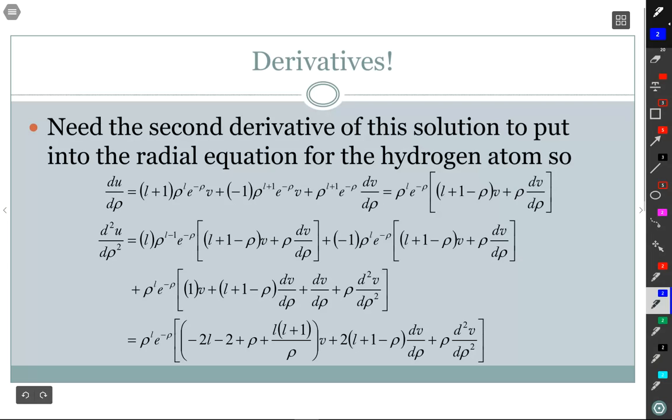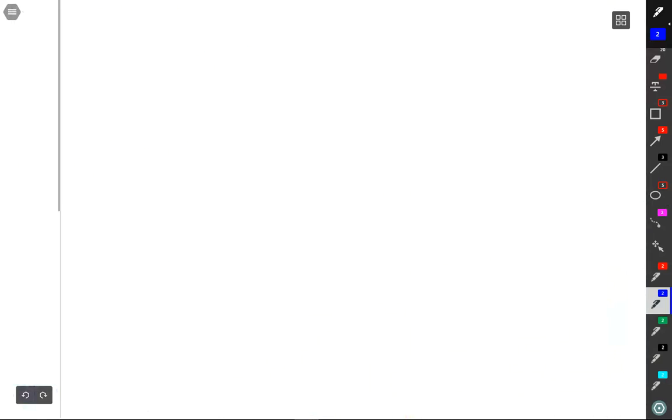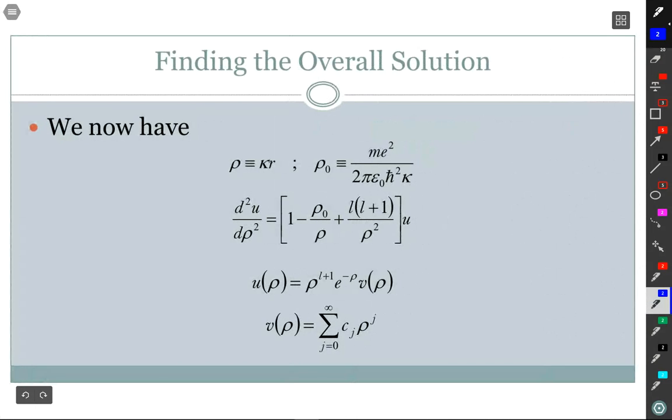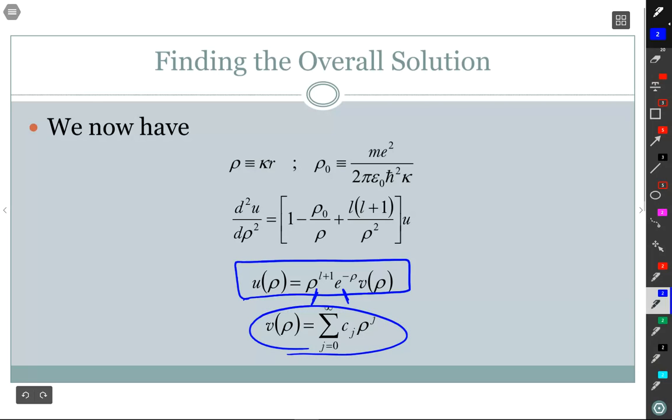du, d rho. What was u? Oh, okay, we have to go all the way back. I do have it about 3 slides after. Oh, okay, there it is. So here's u. We have the solution for large radii here, for small radii here, and then we had this infinite polynomial for the middle ground. And then we have our Schrodinger equation, this very simple looking beast, which requires a second derivative.